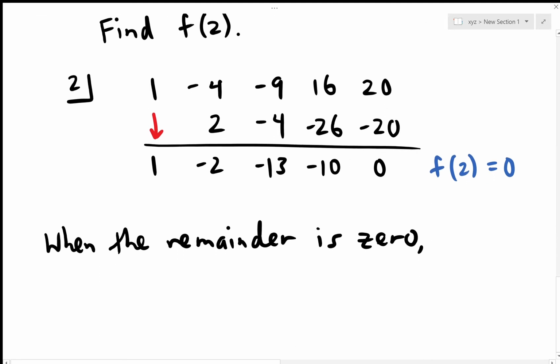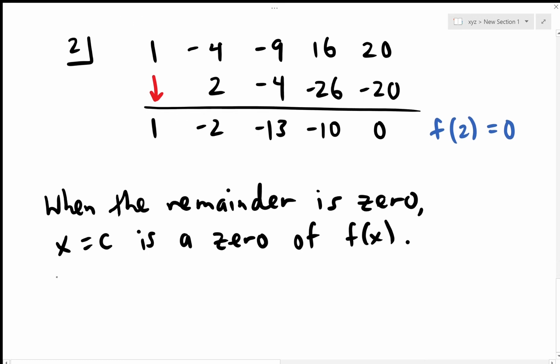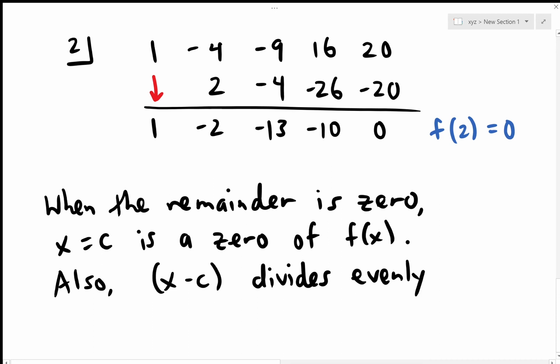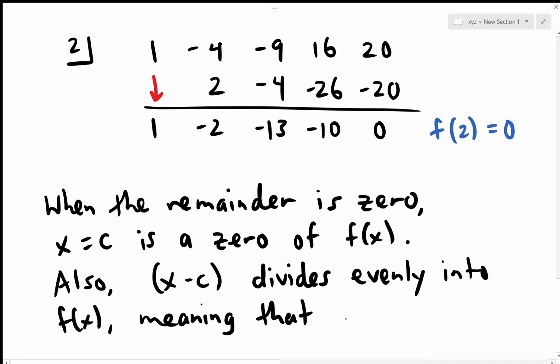we can see that x equals c, of course, is a 0 of the function. But also we can see that the quantity x minus c divides evenly into f of x, because we do not have a remainder. Well, this means that the quantity x minus c is a factor of f of x.